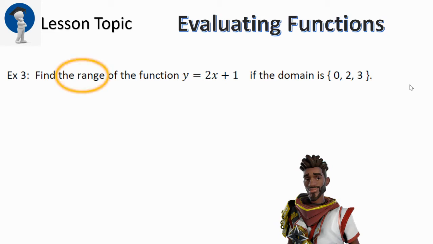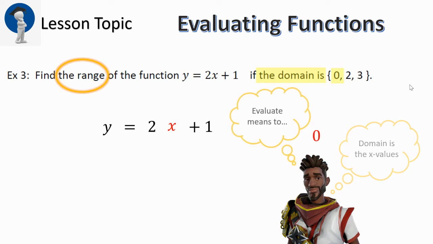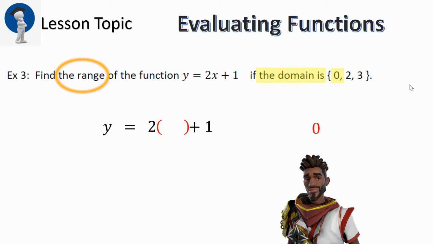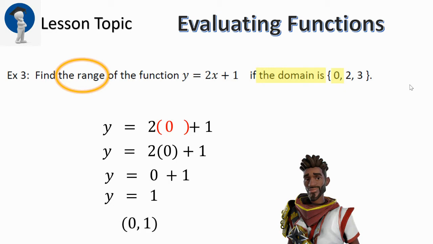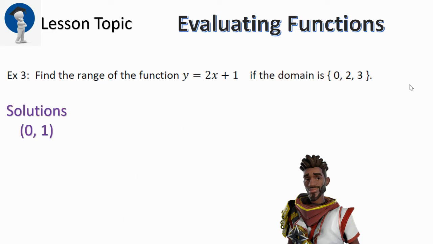So I'm going to find the range if the domain is 0. So I'm going to plug in 0 first. I'm going to take that 0, put it where x was. 2 times 0 is 0. 0 plus 1 is 1. So the first point is (0, 1). Okay, now let's try the second one.